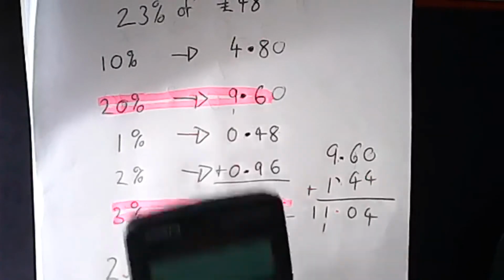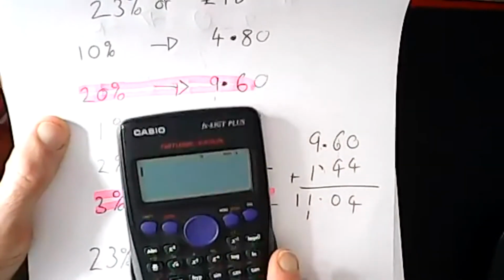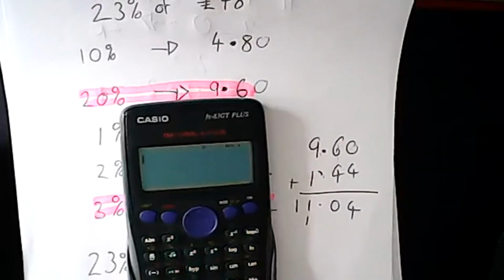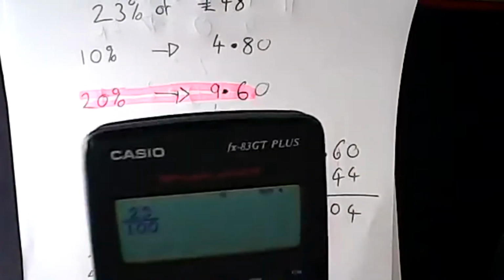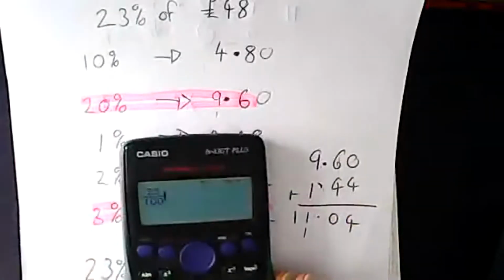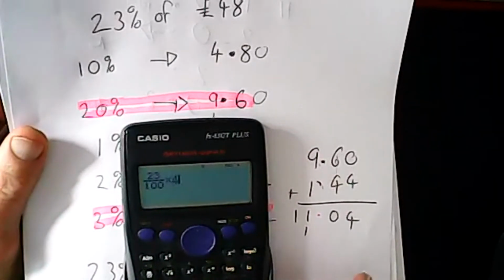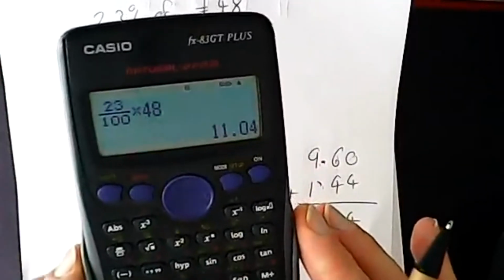And while we do the check, I can also go through what we write on a calculator. So 23%. I'm not a big fan of the percent button. So what I like to do is think about what percentage is. It's out of 100. 23 out of 100. That's my 23%. I can write it like that. I can write it as 0.23 as well. That's a good way of writing 23%. Times 48. And you can see 11.04.